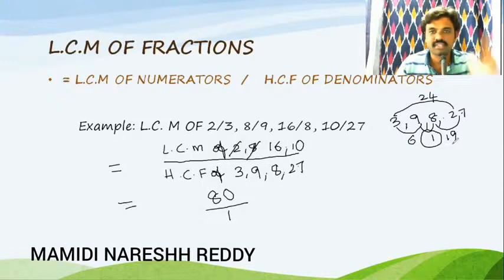Now, for this question, the answer of LCM of 2 by 3 and 8 by 9, 16 by 18, and 10 by 27 is nothing but 80 by 3. Got the point? Was it easy?